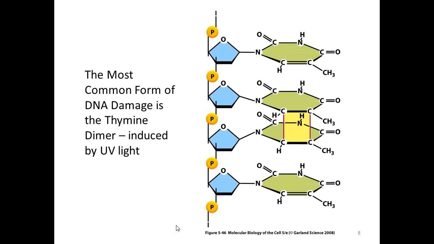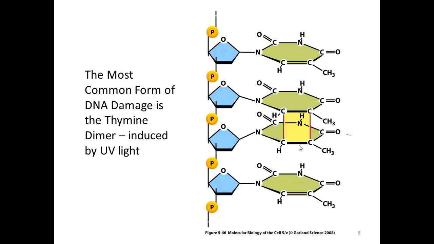One type of damage that we will talk about is one of the most common. It's the one caused by UV light or excessive sun tanning, and that's called a thymine dimer. We can also call it a thymidine dimer. Either is correct, and it's when two T's are next to each other.